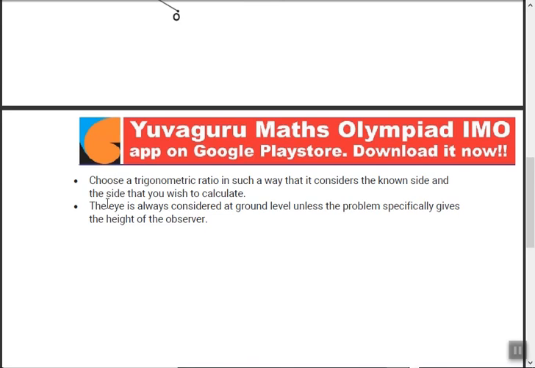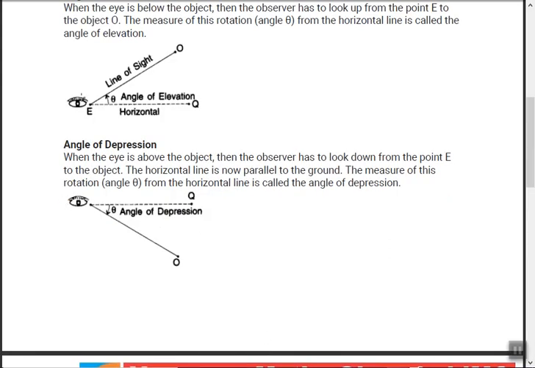Always remember, the eye is always considered at ground level unless the problem specifically gives the height of the observer. In these two figures, the eye is considered on the ground. You don't consider the height of that person. If the problem specifically states that this person is standing at 10 feet above the ground, then take it from that level. But if it does not state so, you must not consider that the person's height is 4 feet. Forget everything; it is considered to be at ground level.